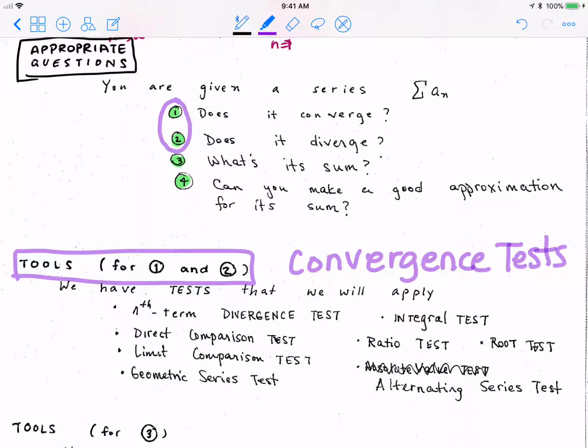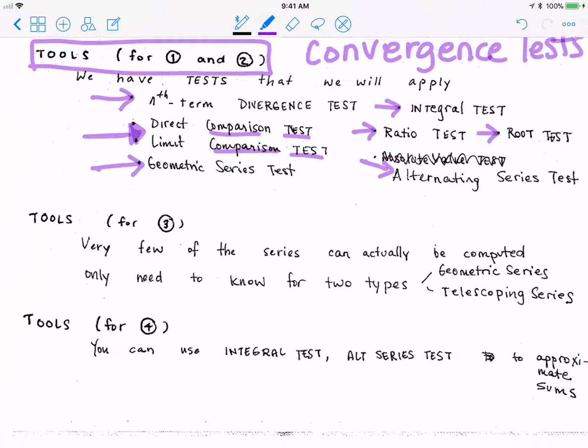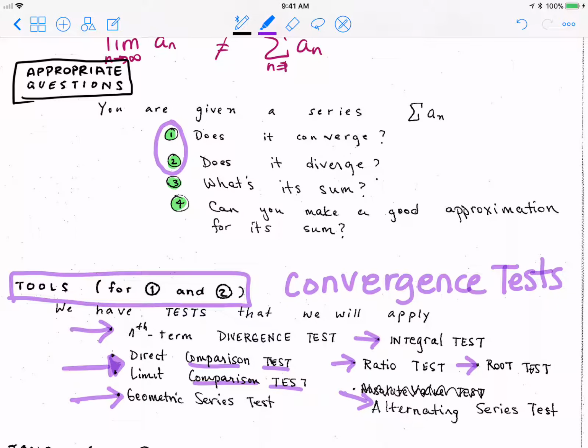So the tests we have are the nth term divergence test. We have 2 comparison tests. Remember, I was telling you these are going to be similar and use the same ideas as the comparison theorem for improper integrals. We're going to have the geometric series test, the integral test, the ratio and the root test, and lastly, the alternating series test. So that's 1, 2, 3, 4, 5, 6, 7, 8 different tests that we're going to learn about. These are going to help us answer the first 2 questions.